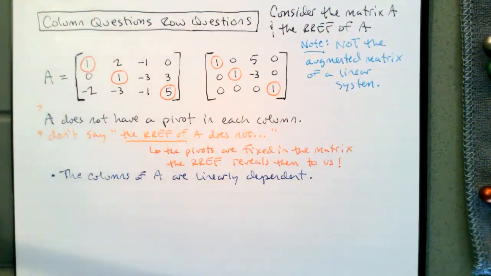Note that we're not going to say A is linearly independent or linearly dependent. That doesn't make any sense. We don't say that a matrix all on its own is dependent or independent. Sets of vectors are dependent or independent. So we have to say the columns of A are linearly dependent. By saying the columns of A, it's a set of vectors.